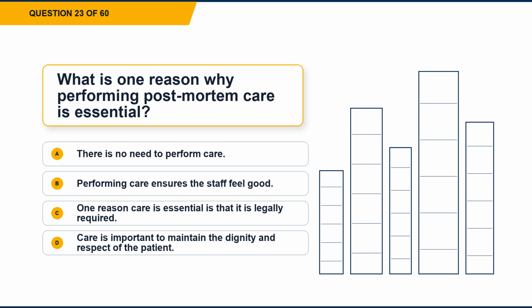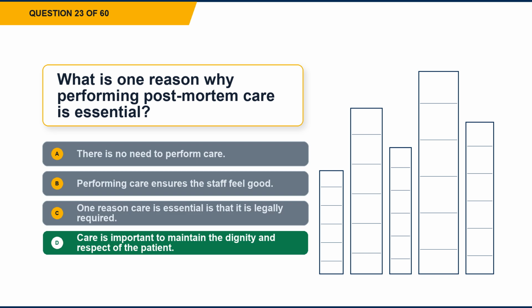Option A, there is no need to perform care. Option B, performing care ensures the staff feel good. Option C, one reason care is essential is that it is legally required. Option D, care is important to maintain the dignity and respect of the patient. The correct answer is option D, care is important to maintain the dignity and respect of the patient.